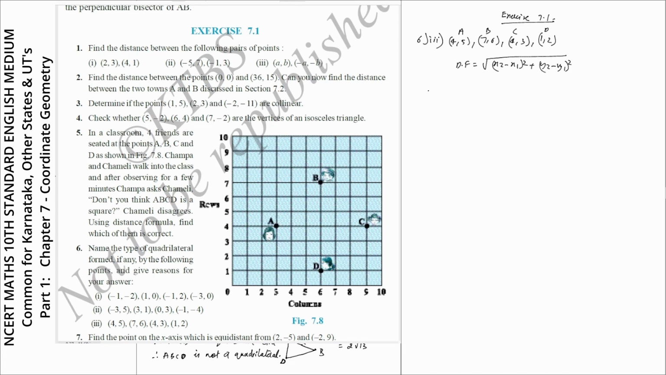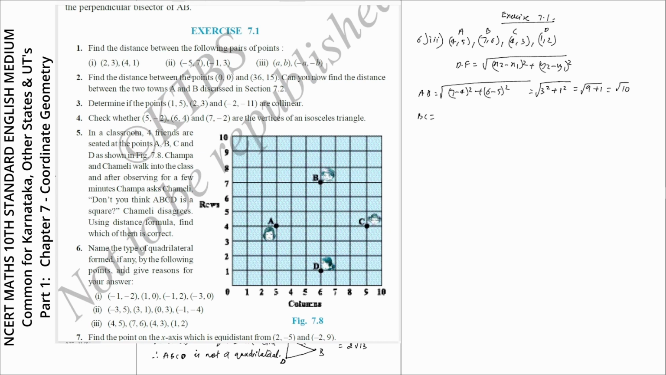So now length of AB is equal to square root of 7 minus 4 the whole square plus 6 minus 5 the whole square. So this is equal to 7 minus 4 is 3. So square root of 3 square plus 6 minus 5 is 1 square. So this is equal to 3 3s are 9 plus 1 square is 1. So I'll get square root of 10.